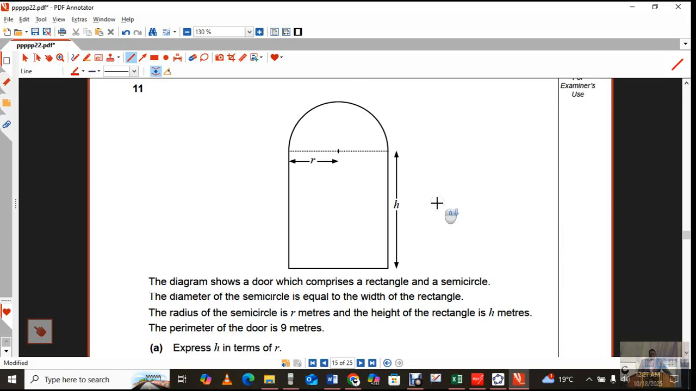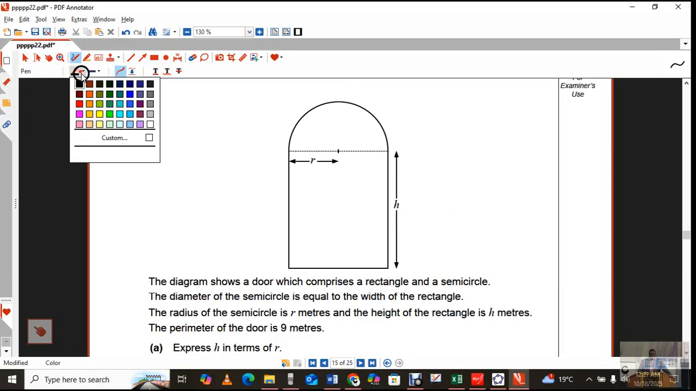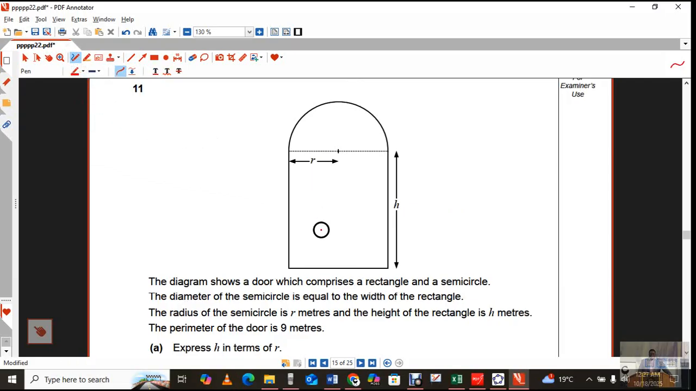The diagram shows a door which comprises of a rectangle and a semicircle. Then we can see the diameter of the semicircle is equal to the width of the rectangle. So this is going to be 2r, this distance over here. This is going to be h from here to there.